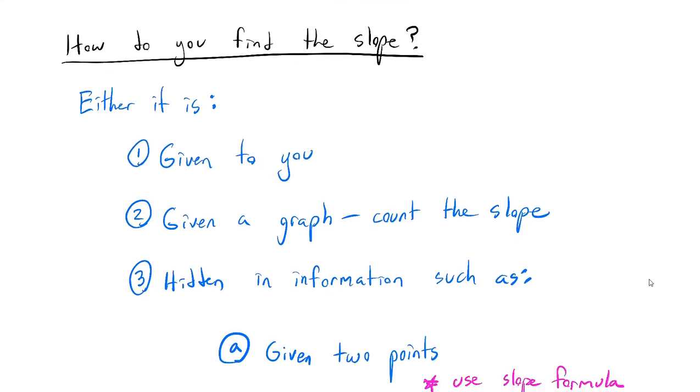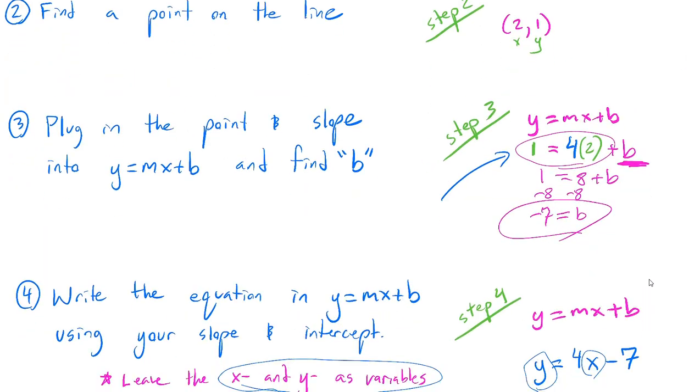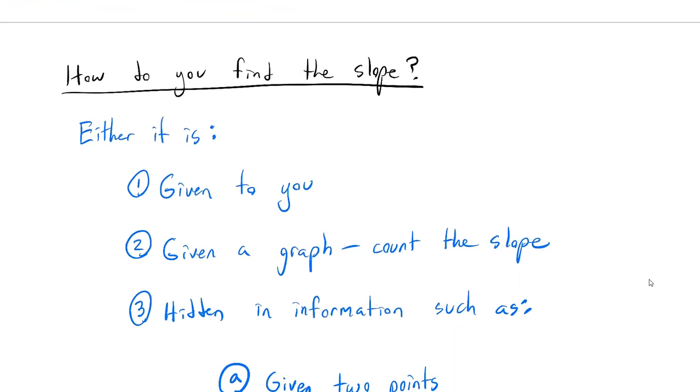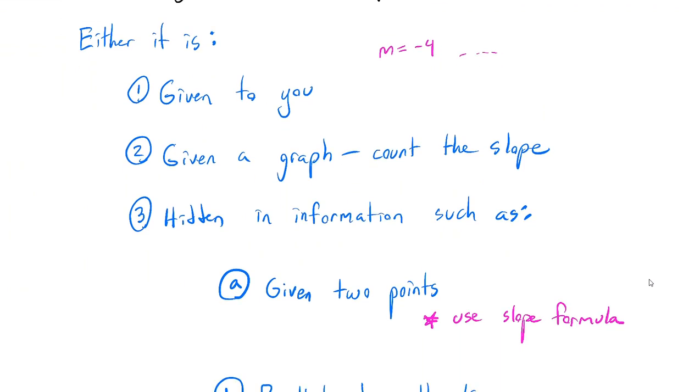How do you find the slope, though? Because I just said in step 1, just find the slope. But you're like, that's a big ask. Okay, so here's how you do it, right? Either it's given to you. Some questions, they're like, m equals -4, and you're like, done, found it, right? Or it could be given to you, like sometimes they're like, find the equation of this line, and they'll give you a point, and you go, oh, I'll just count, right? So you count from a graph.